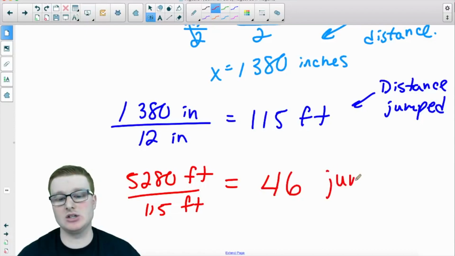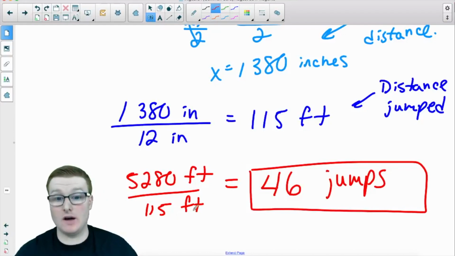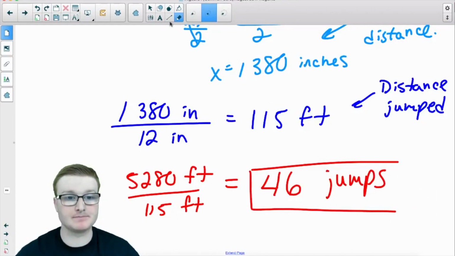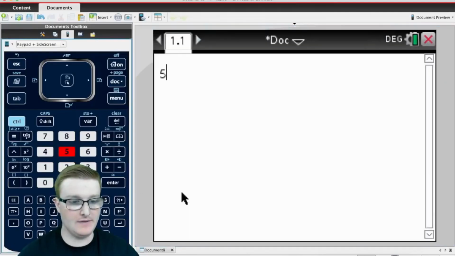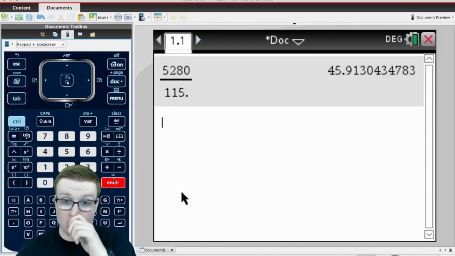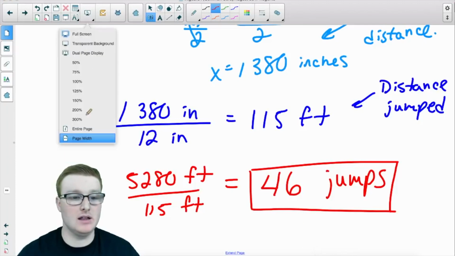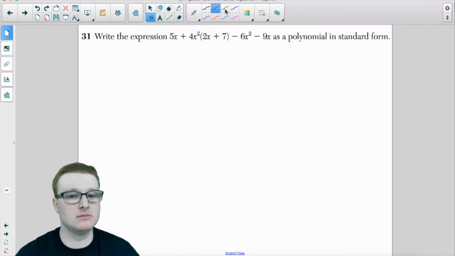Ladies and gentlemen, this athlete can jump 46. Now, that's if you round it off, okay? Because it does say to the nearest jump. So if you do 5,280 feet in your calculator, 5,280 divided by 115 with a decimal point, 45.9 has to take him or her 46 jumps to complete this mile. Bogus question. Moving on.